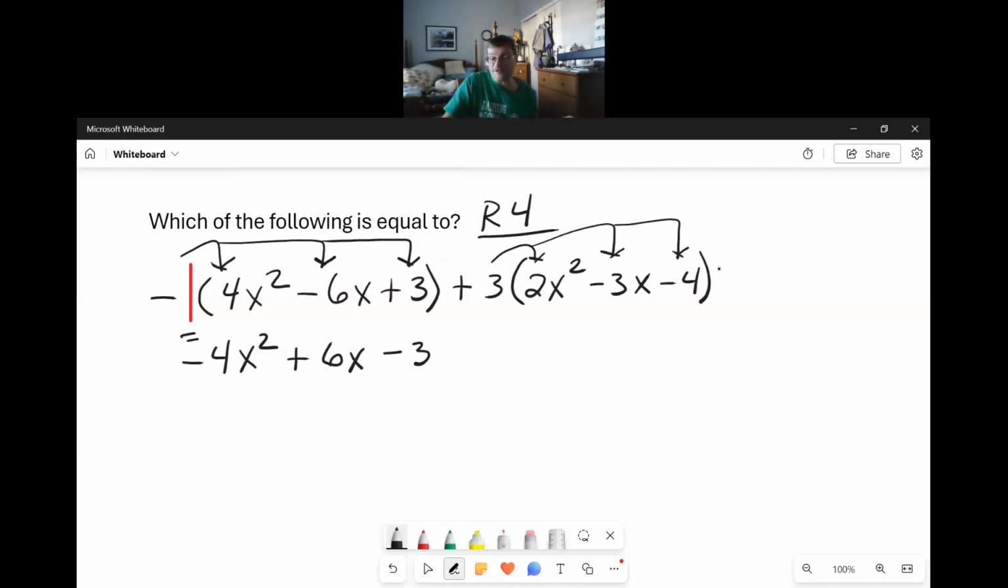Okay, so positive 3 times positive 2 is positive 6x squared. Positive 3 times negative 3x is going to be minus 9, and just bring the x down for the right, just like that. Positive 3 times negative 4 is negative 12, number by itself. Okay, we got the distribution taken care of here. Now we're ready for rule 1 and rule 2 here in this phase. Rule 1 and rule 2.